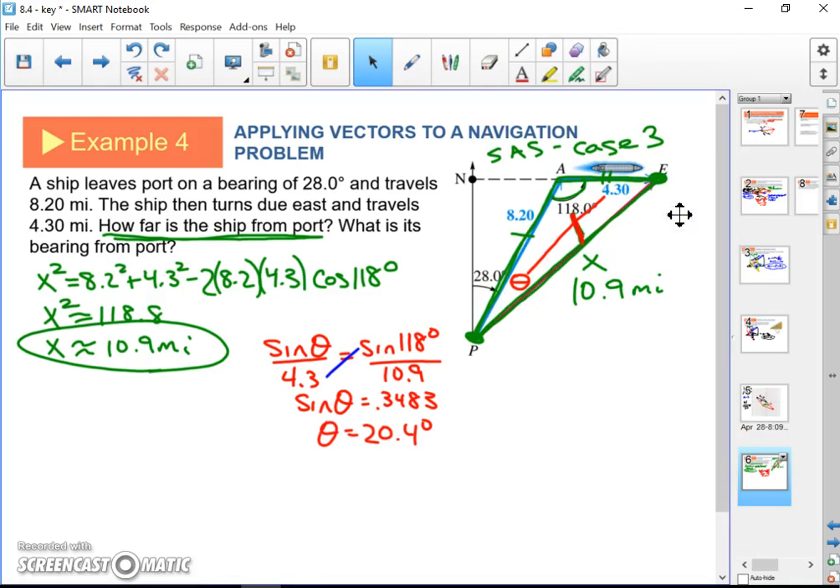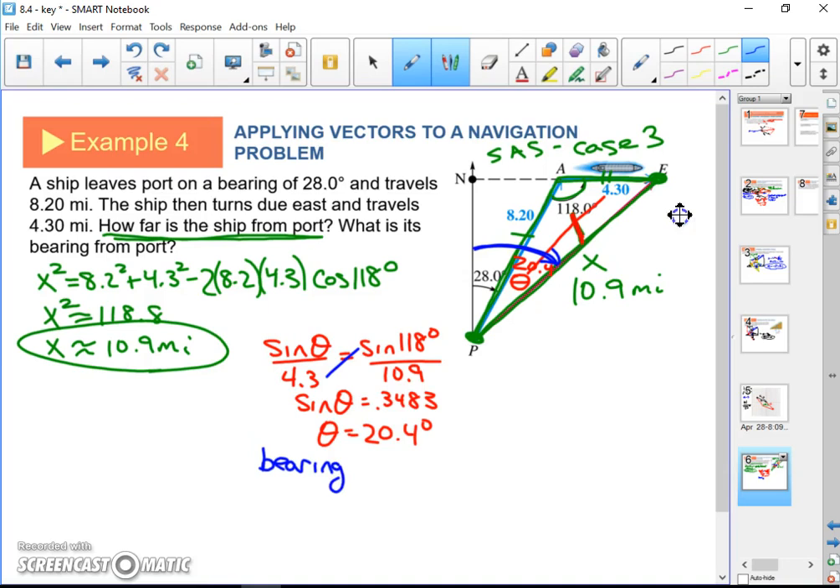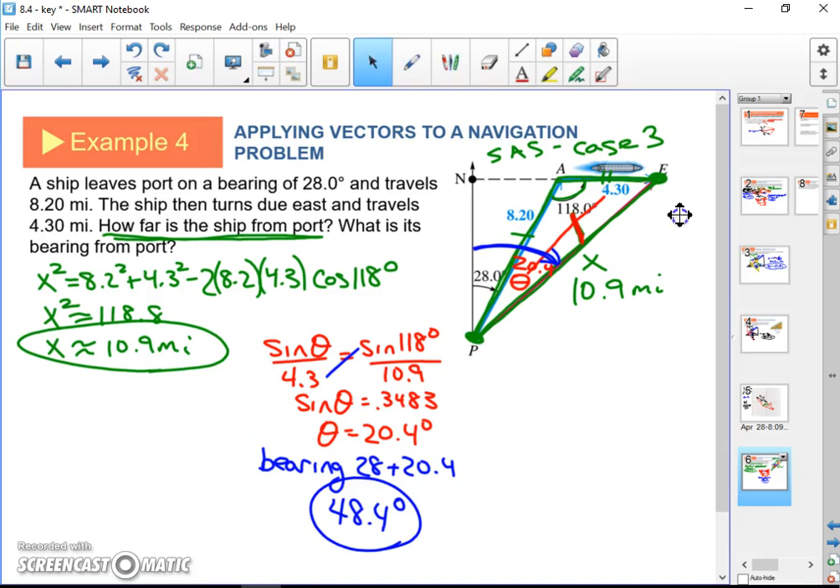Now, notice that's not the answer. What we have just found is this piece right there. If we want to find the bearing, meaning the angle clockwise from north, that angle is going to be 28 plus 20.4. The bearing is 48.4 degrees. 48.4 degrees clockwise from north.